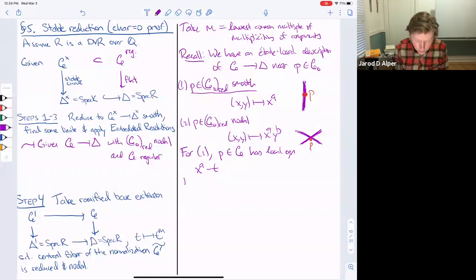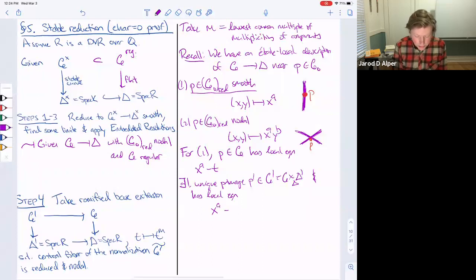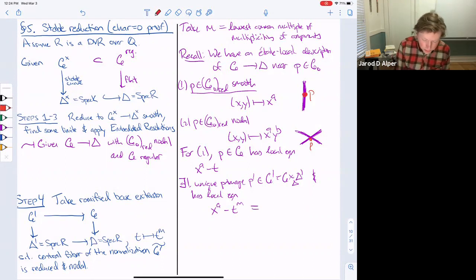And there exists a unique preimage P prime in C prime, which was C cross delta over delta prime. And this has a local equation given by x to the A. We substitute in t to the m, right? Because that was our base change. And the point is that we took m large enough such that A divides it. So this factors, and now we're going to be using characteristic 0.